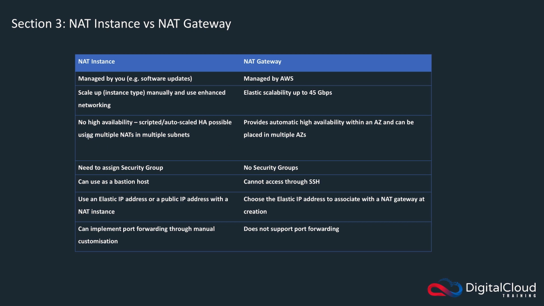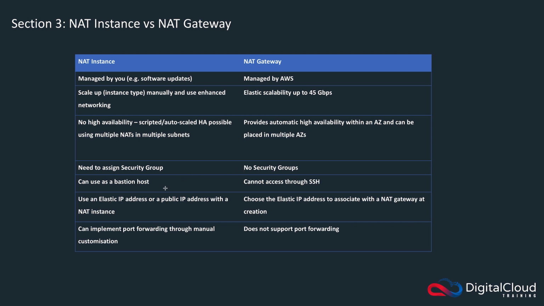With a NAT instance, there's no high availability. You'd have to script it using auto scaling or something like that, using NATs in multiple subnets. So there's no native way to do it. It's not easy. It's a bit messy. With NAT gateways, you get automatic HA within an availability zone, and you can place a NAT gateway into multiple AZs. With a NAT instance, you have to manage security groups. With a NAT gateway, you don't.